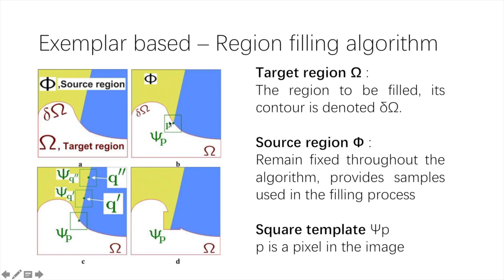For each pixel in the image, we call the square centered on this pixel the square template, indicated by Ψp. Suppose that now we want to fill in the missing part in this square template, so we want to find the best match patch from the source region. These two patches are the most similar to these parts. We see that if Ψp lies on the continuation of an image edge, the most likely best matches will lie along the same edge.